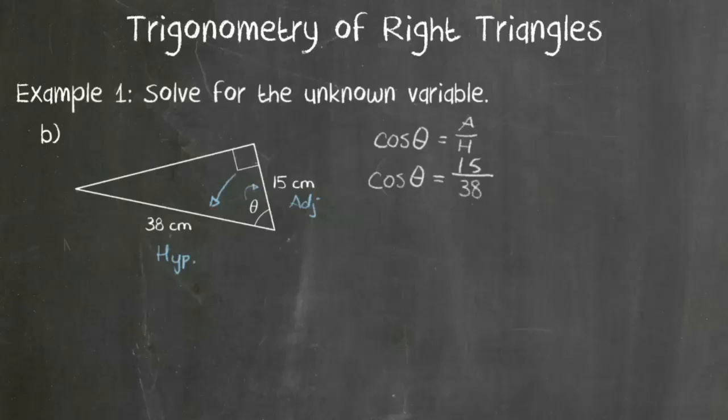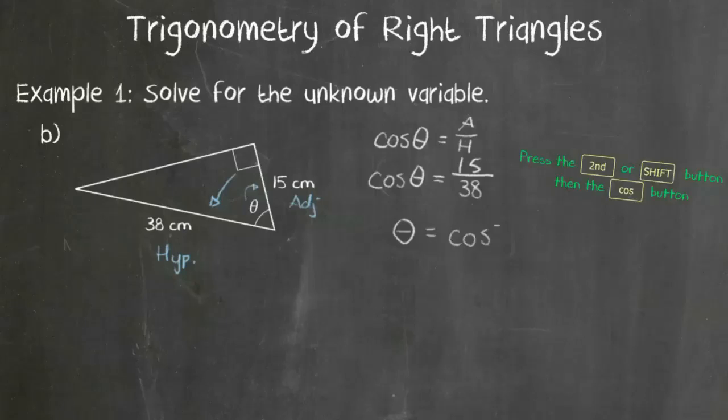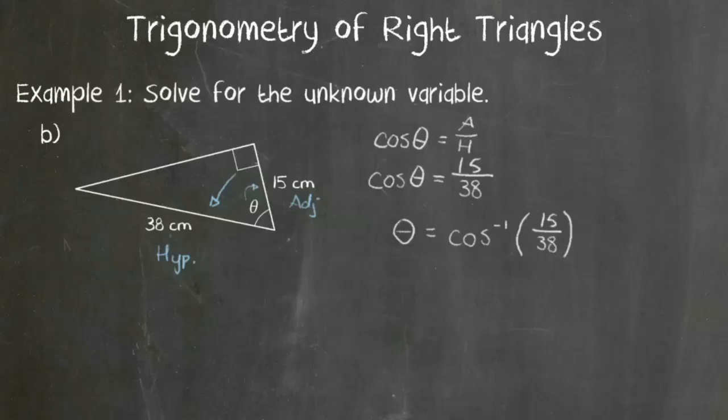In order to solve for theta, what we do is called the inverse cosine. This is found in your calculator using the second function and then the cosine button. Again, we can keep 15 over 38, and we can do this all at once in our calculator. If your calculator cannot do this all at once, you can divide 15 by 38, and again keep 4 decimal places. When we punch this into your calculator, we get theta equals approximately 66.75, which we round to the nearest degree, so theta equals 67 degrees.